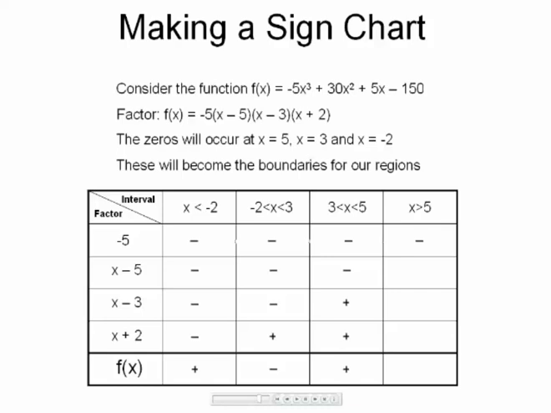So choosing any value bigger than 5, when we plug into our factors, let's say we choose 10. 10 minus 5 is 5, positive. 10 minus 3 is 7, also positive. And 10 plus 2 is 12, also positive. And so in our last interval, we have 4 factors, 3 of which are positive and 1 is negative, so the product of those 4 factors will be negative.